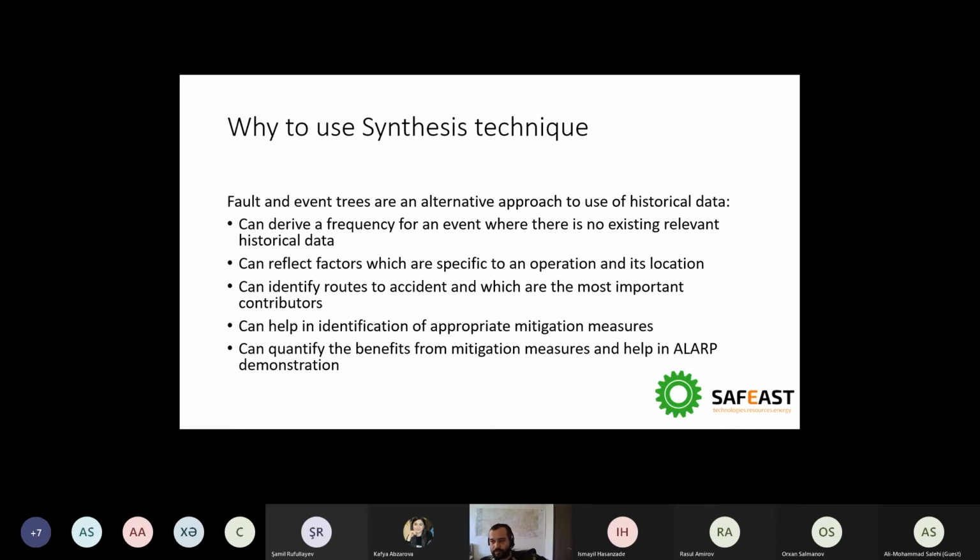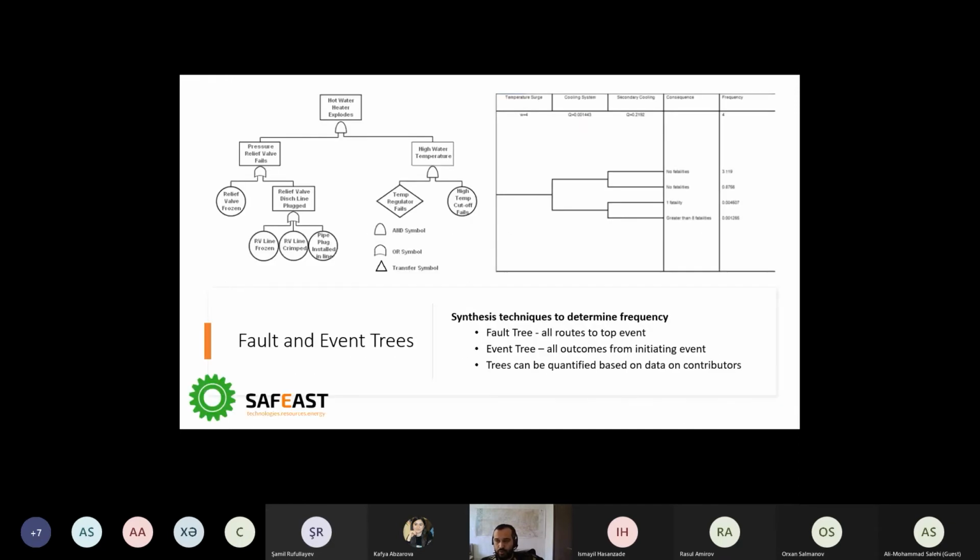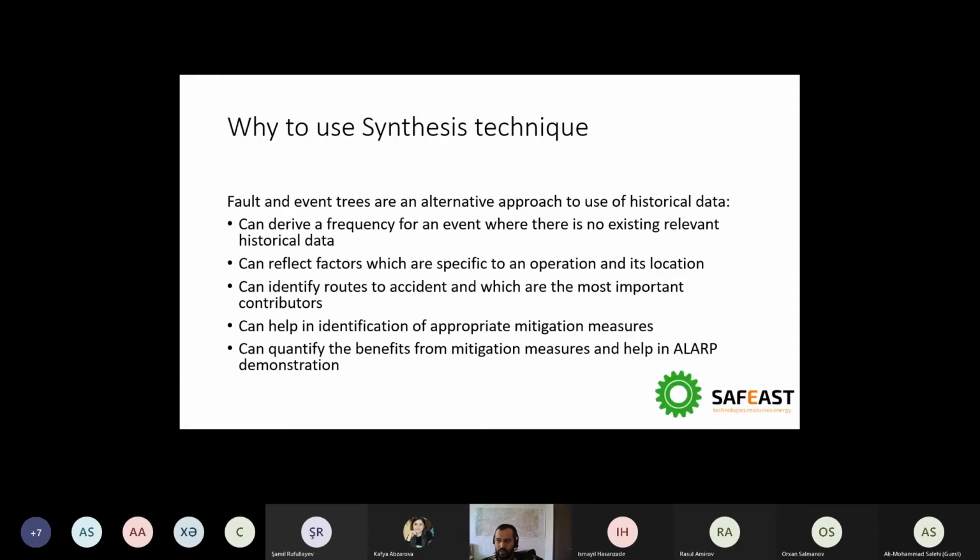And also, when you quantify these things, you will see which are the most important contributors. When you quantify this, you will see which failure element is actually the main contributor to the overall frequency, and also in the event tree, you see that most of the time this event will result in no fatalities, and there is a certain chance of having one fatality. This is also one of the great advantages of using synthesis techniques.